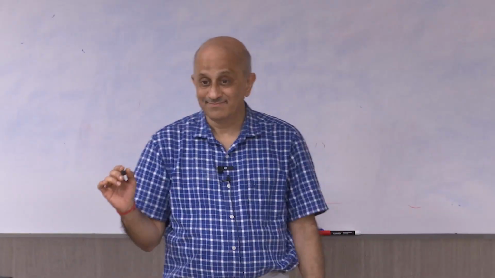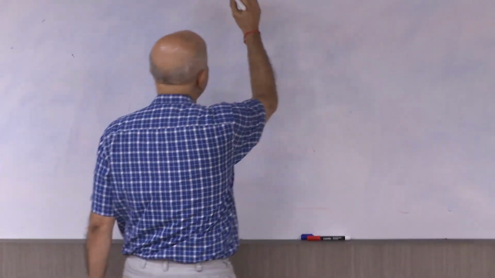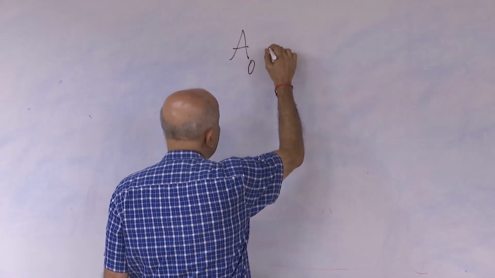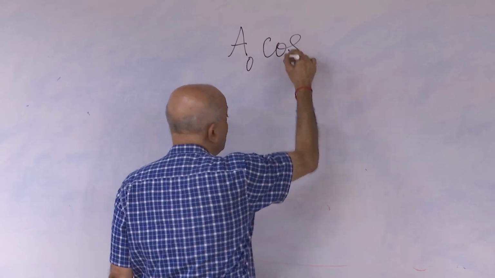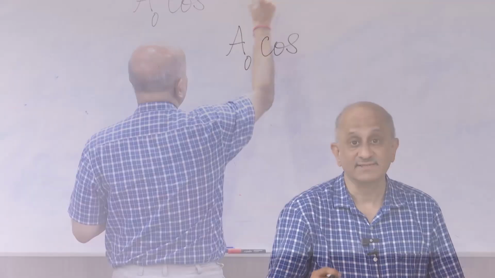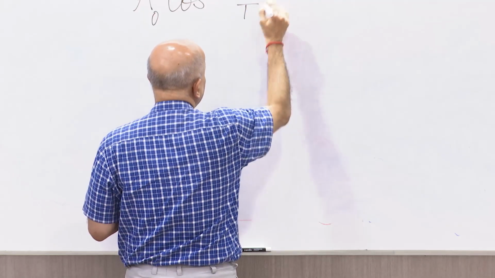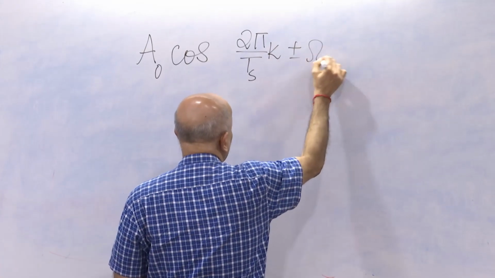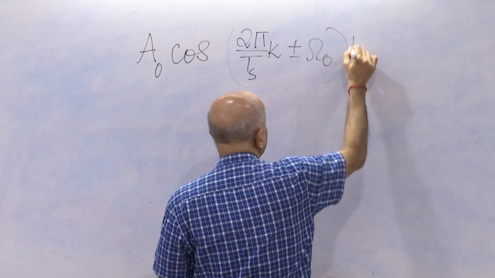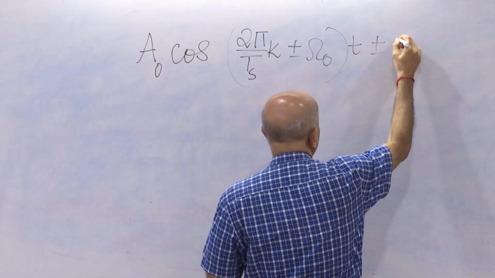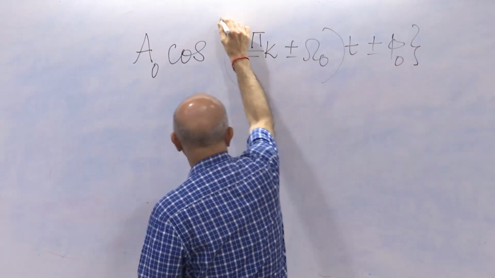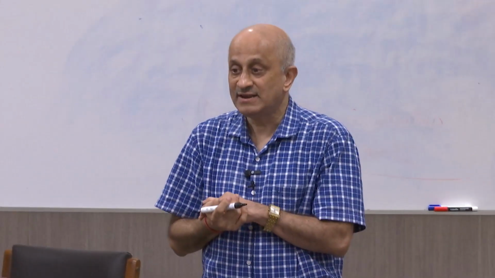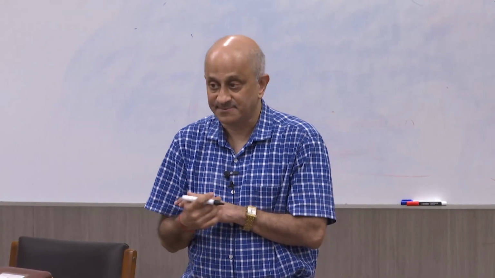So I've given you this problem. I said you have just one sinusoid, and if I sample the sinusoid, I get all these sinusoids which give you the same samples at the same point. 2 pi by Ts times k plus minus omega naught times t, plus minus phi naught. Now this seems very abstract, so let's get a feeling of some numbers here.